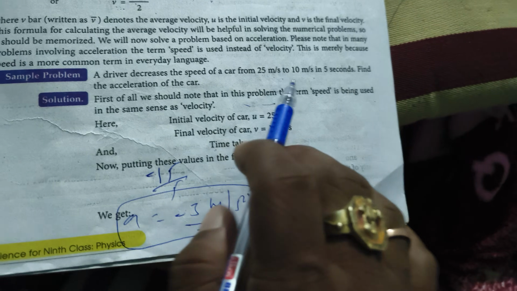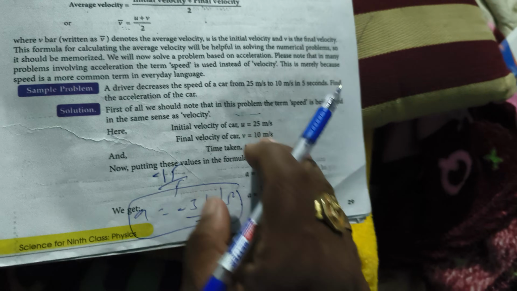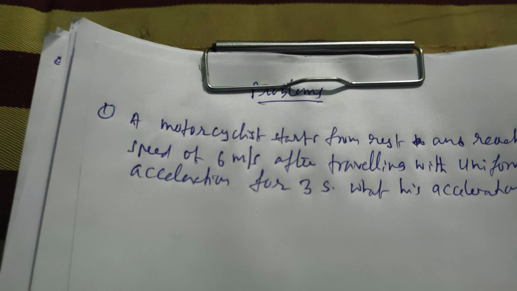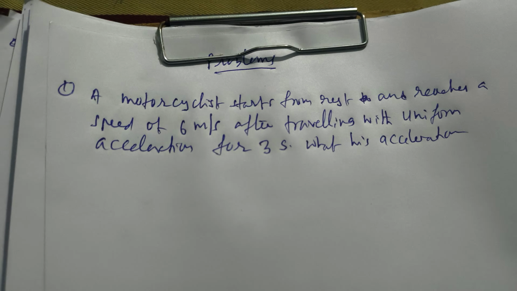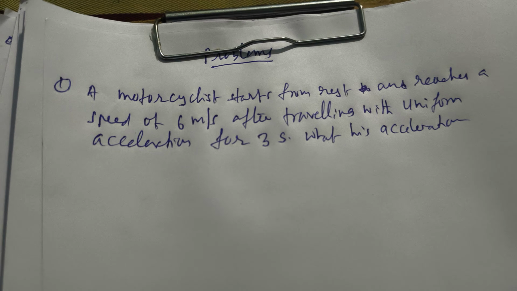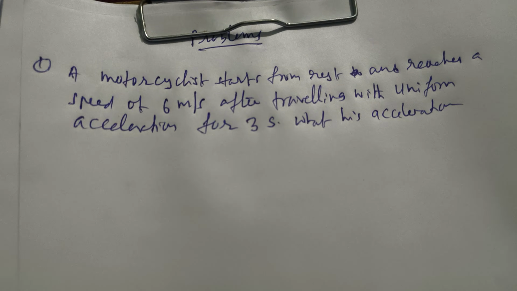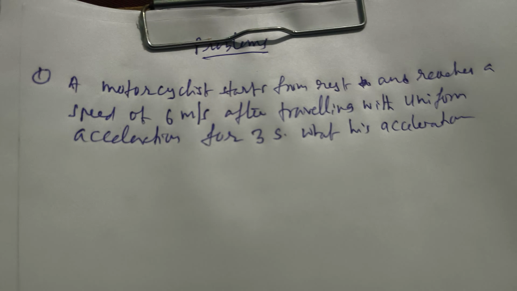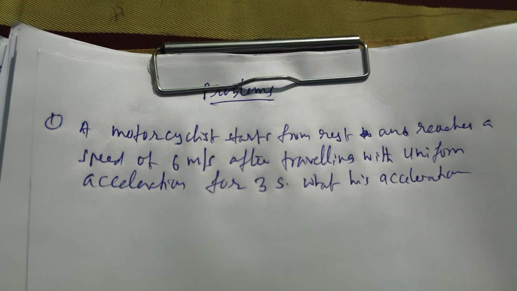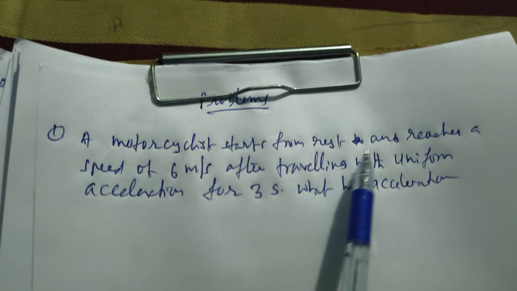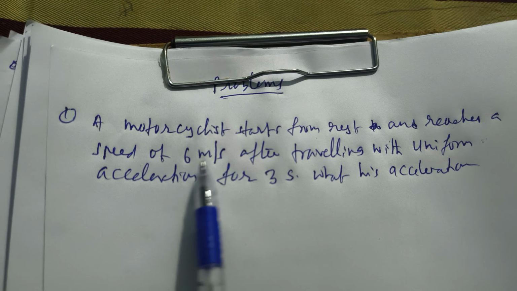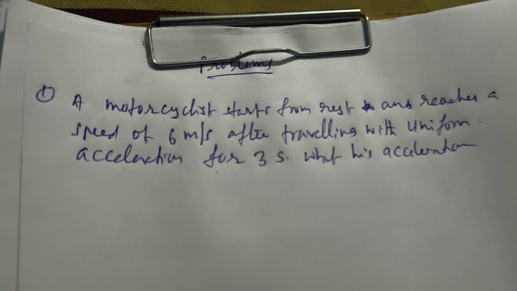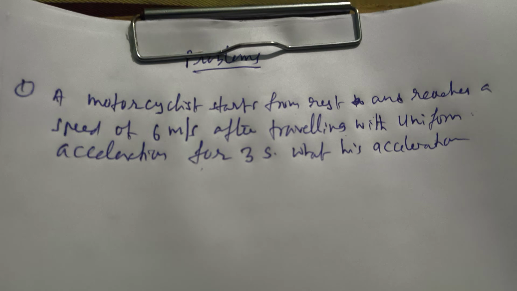So here, while solving the numerical problem, let's consider speed and velocity both are the same. Then, as we discussed, what is acceleration, positive acceleration, uniform acceleration, negative acceleration, retardation or deceleration. So now let us solve some problems. First problem, already one problem discussed. A motorcycle starts from rest and reaches a speed of 6 meters per second after traveling with uniform acceleration for 3 seconds. What is the acceleration?